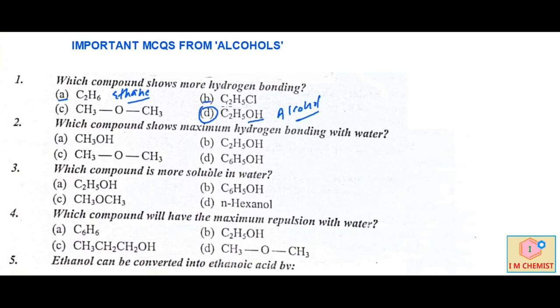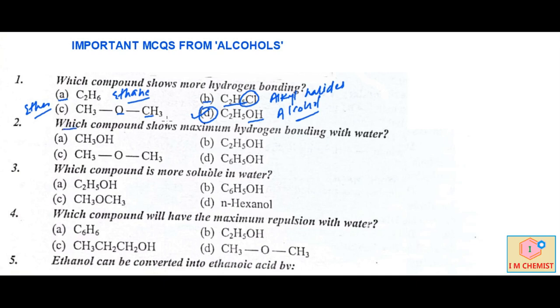In option number B we have ethyl chloride. This is again an organic compound. It belongs to alkyl halides. Here we have a chlorine atom. Chlorine atom doesn't have the property to make hydrogen bonding. And in option number C we have CH3 that is bonded with oxygen, then we have another CH3. This class of organic compounds is known as ethers, and ethers don't have the property to make hydrogen bonding. So the right option would be option number D.